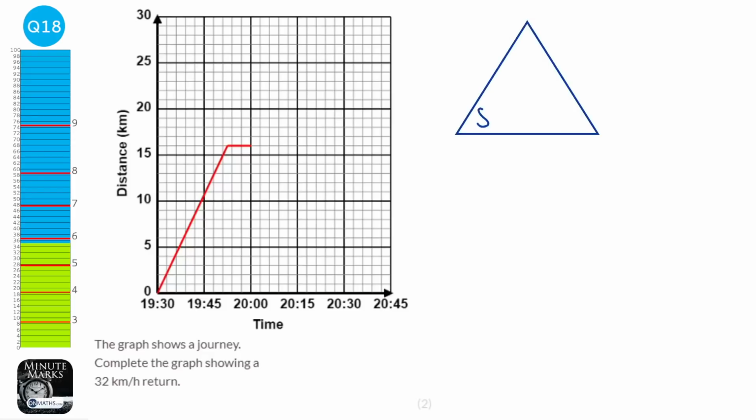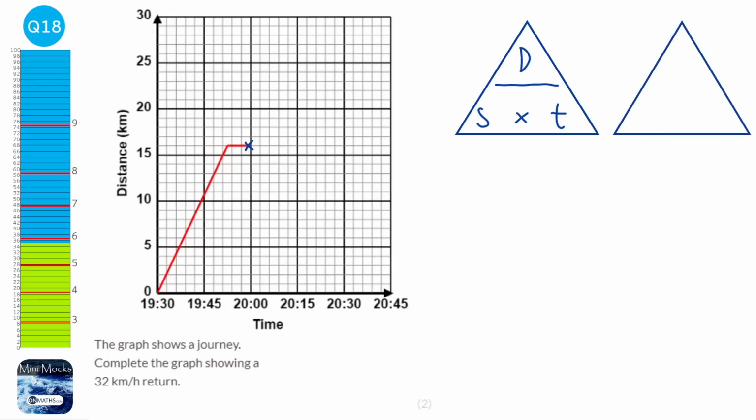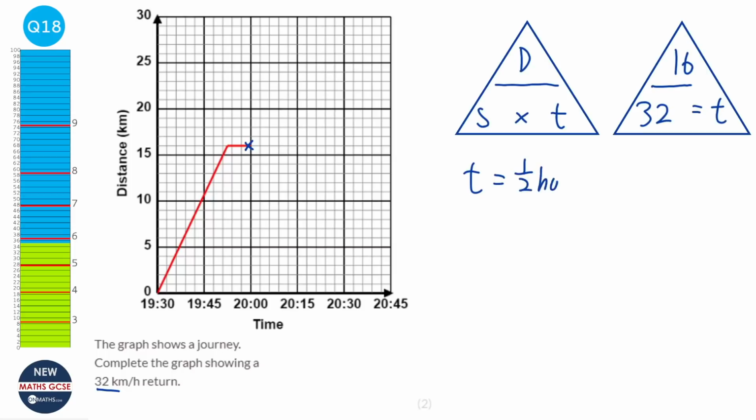It's important to remember our speed, distance, time triangle. So we've got speed equals distance over time. And here we are given a distance because from here we're 16 kilometers away from home. So the distance, let's just draw another triangle, the distance will be 16. And we're told that the speed is 32 kilometers per hour. So the speed is 32. So to find the time, we're going to do 16 divided by 32. So the time is a half an hour.